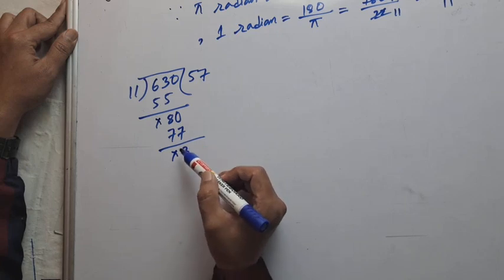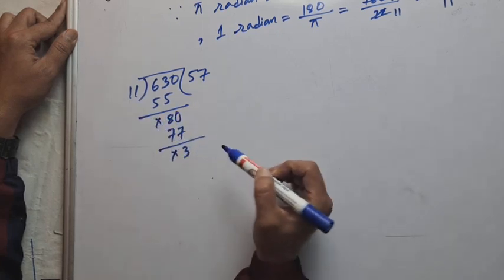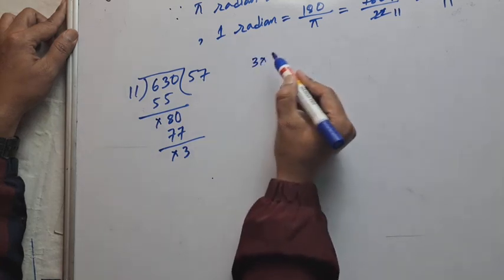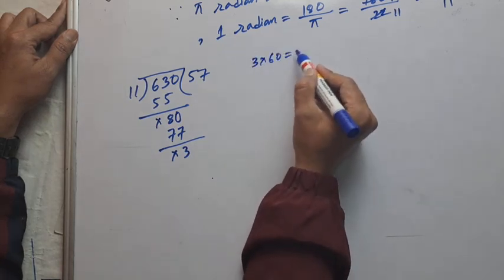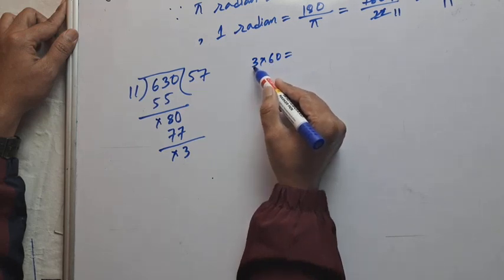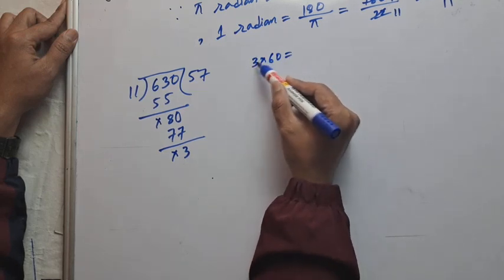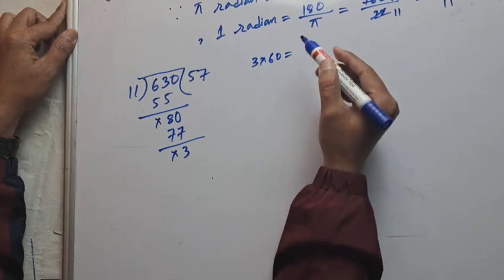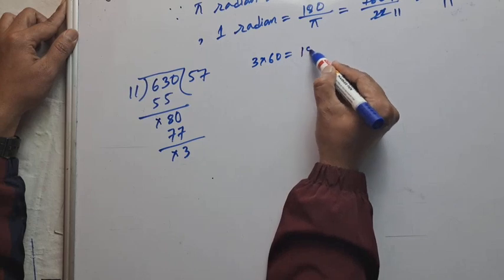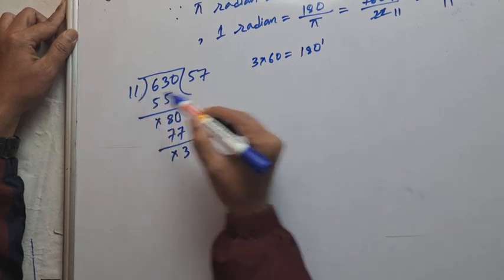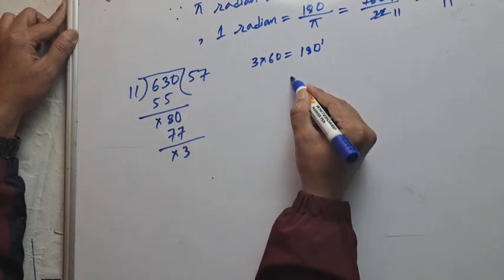But we cannot divide 3 by 11. So let us convert this 3 into minutes. When we multiply degrees with 60, we get minutes, isn't it? When we multiply degrees with 60, we convert that degree into minutes. So 3 into 60 will give us 3 6s are 18, 180 minutes. Okay, so 180 is greater than 11. We can divide 180 by 11.